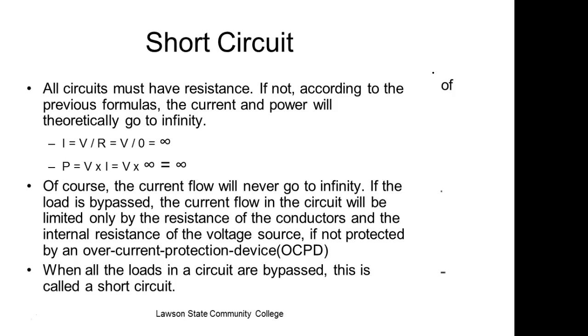Of course, the current flow will never go to infinity. If the load is bypassed, the current flow through the circuit will be limited only by the resistance of the conductor and the internal resistance of the voltage source. If not, they're protected by some overcurrent protection device. And we have two overcurrent protection devices. What are they? One starts with an F and one starts with a C. Fuse and a circuit breaker.